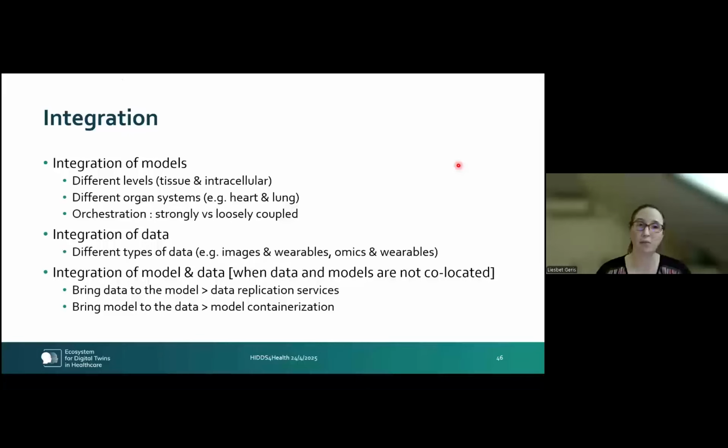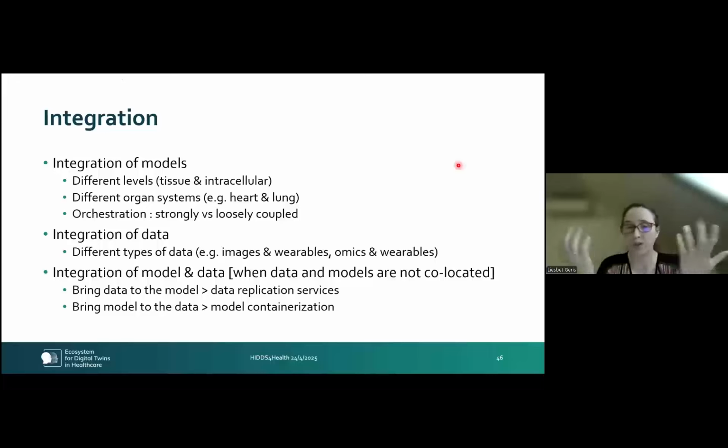For instance, integration between models. How do you do that? Different levels, so the tissue and the intracellular model. But this could also be integration between the heart and the lung, or some models really require a very tight coupling, so they need to become one new model. And some models maybe can just take data output from one model as the input for the next one and then back. And so you can have a loosely coupled integration.